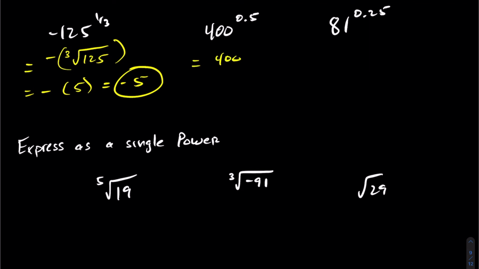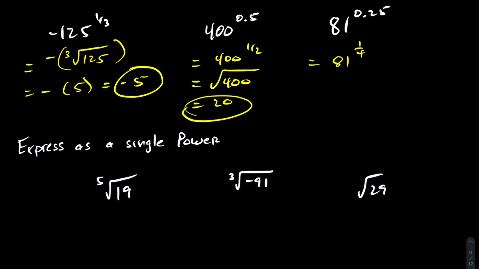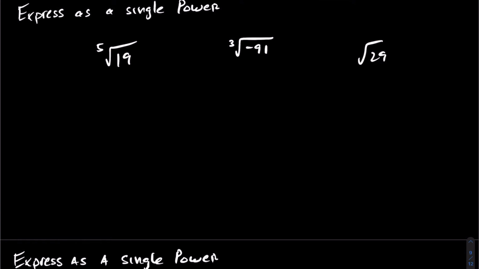This one here, same idea. The half here as a fraction would be 1 over 2. So this is just the square root of 400, which is 20. Continuing on here, this will be 81 to the power of 1/4, which is the fourth root of 81. And the fourth root of 81 is 3.